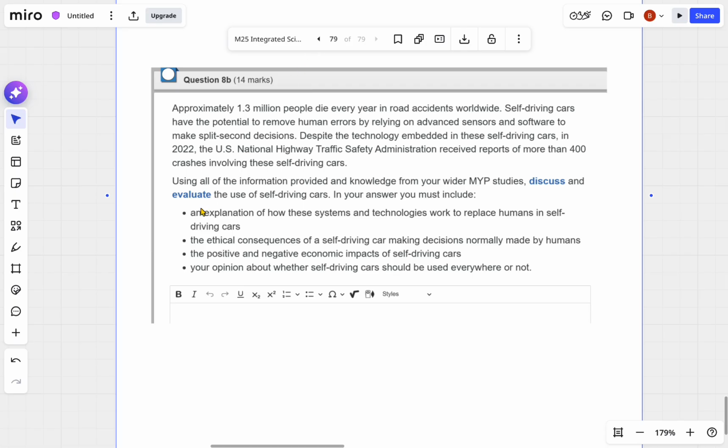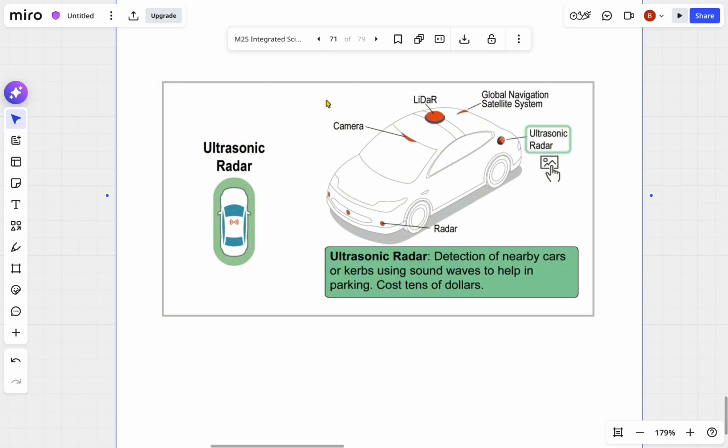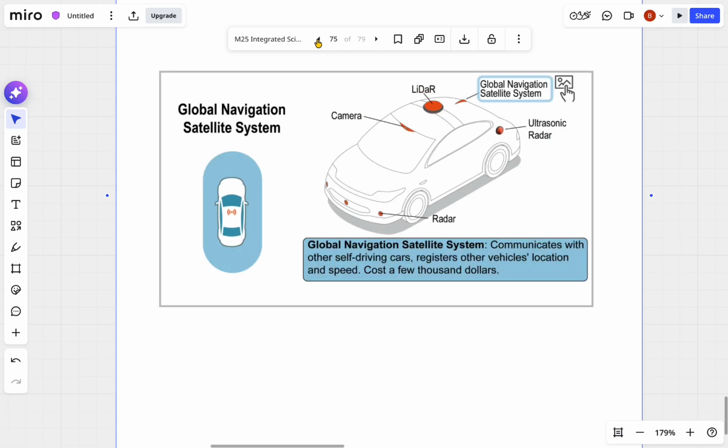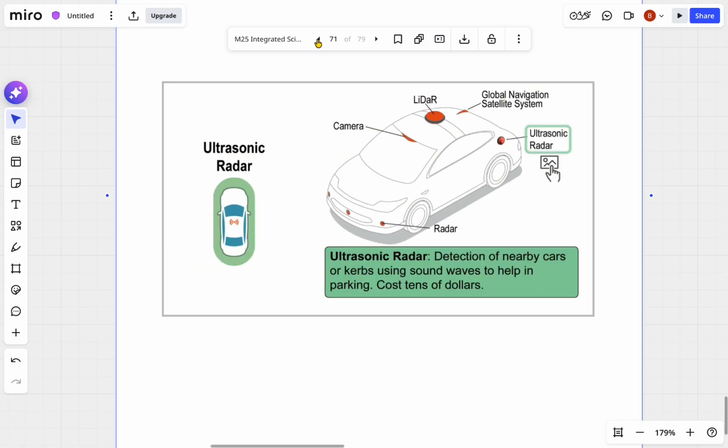So to give an explanation of how these systems work, we have to go and look back at the images over here. We have to interpret these images. They gave us an infographic where we can hover over them and we'll see the different functions of the different systems and technologies in the car. So first let's get started with the radars. Let's break them down.